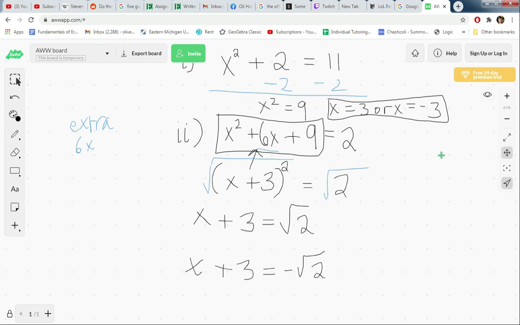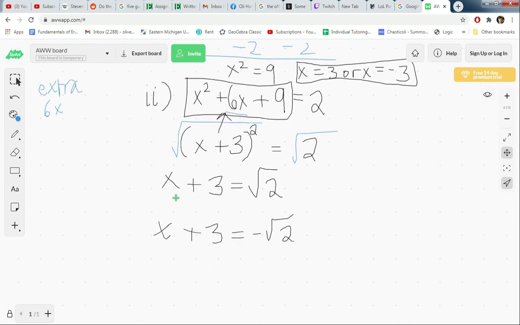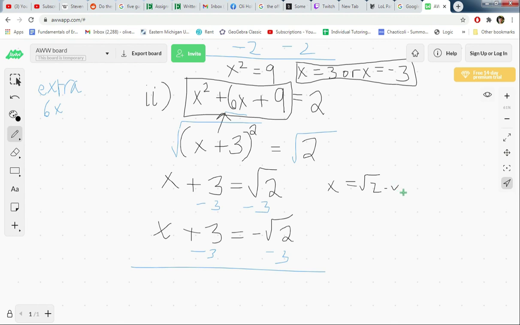In either case, we just need to subtract 3 from both sides of the equation. So I'll do that here and here. And we can see that we get two solutions. x is the square root of 2 minus 3, or x is the negative square root of 2 minus 3.